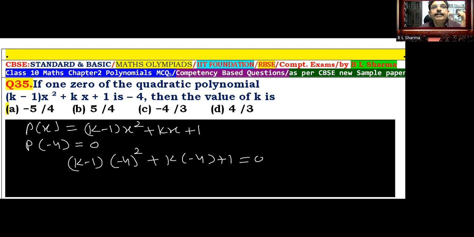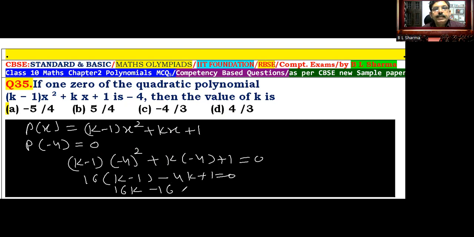Wherever there is x, replace it with -4, because one zero of this is -4. And when you replace x by -4, the value of the whole polynomial will become 0. So now that is 16 into (k minus 1) minus 4k plus 1 is equal to 0.